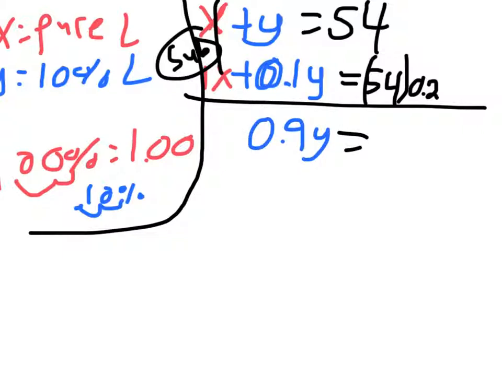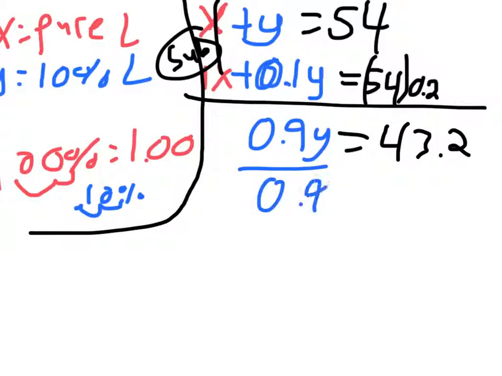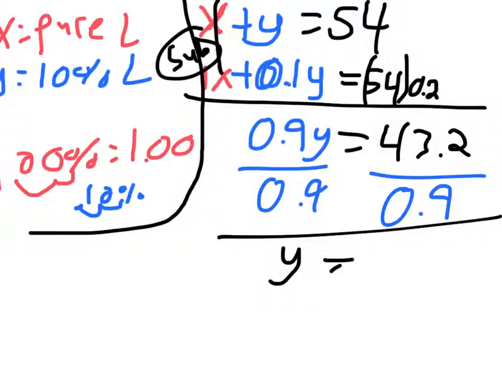And now we have 54 subtracted by this stuff. 54 times 0.2, that's 10.8. So you've got 54 minus 10.8 gives us 43.2. And so the last step to figure out what y is, we have to get y by itself. So that's 0.9 times y, so I'm going to do the opposite, which is dividing. So we get y is a nice even 48.